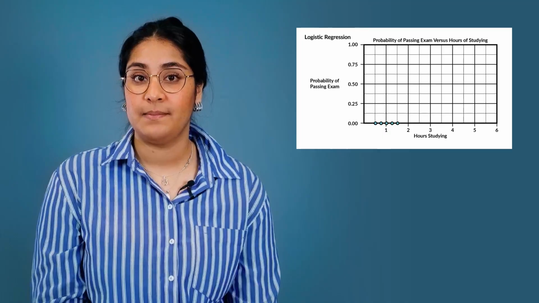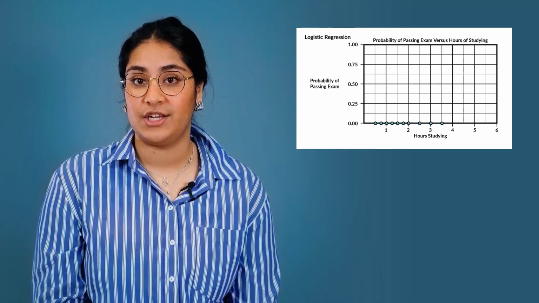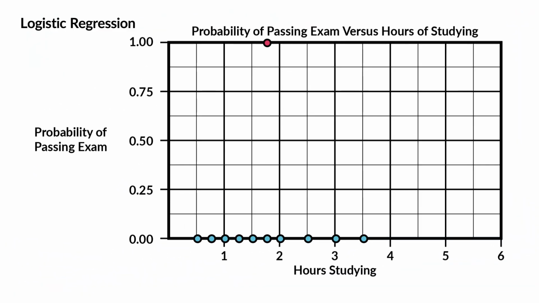Logistic regression can be used for binary classification, in which data is split into just two classes. Our example uses the hours studied by those who've passed an exam, in red, and those who failed it, in blue, to give a probability of whether someone is likely to pass an exam based on the hours they've studied.